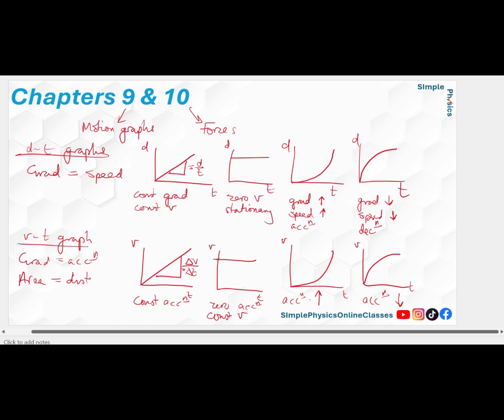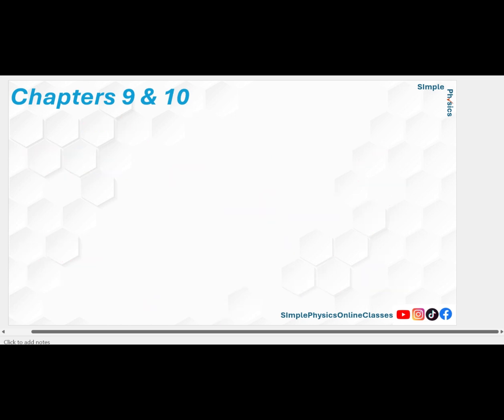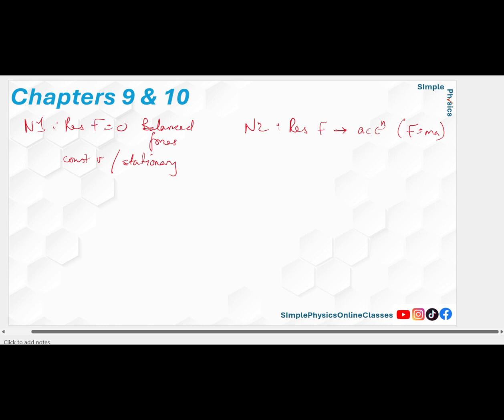Then how do we link it to forces? Okay, so let's go through what we remember. So if we go on to the next one, this is now chapter 10. Newton's first law stated when the resultant force is zero, or it's balanced forces, then what you get is constant speed or you're stationary. Okay, and we'll link all this in a minute. And then Newton's second law stated when there's a resultant force, that will give you an acceleration, or F equals ma. So that means one force is bigger than the other. So therefore, that will create an acceleration.